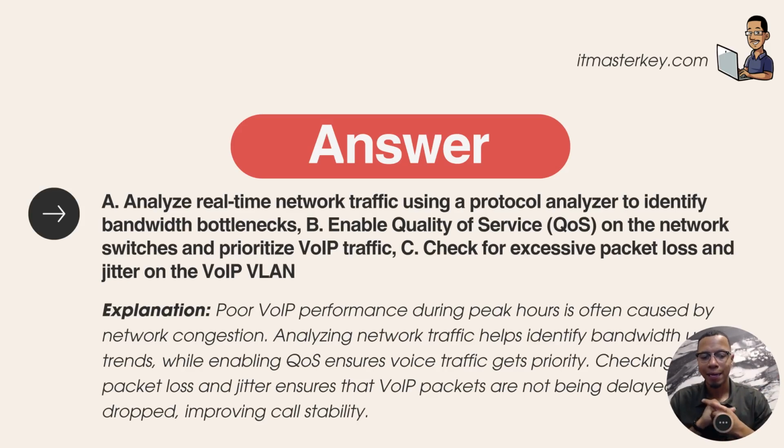Next up, you can do quality of service, right? You enable quality of service and it'll prioritize the data coming from the most important places, and make sure that the quality coming from those places is always up to par. So it'll make sure that we allocate all the resources that we need to make sure that the quality of service is always good. Then last but not least, check for excessive packet loss and jitter on the VoIP VLAN.